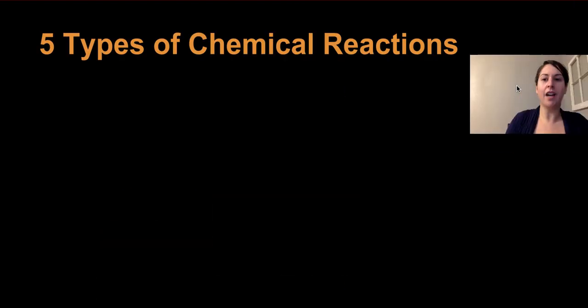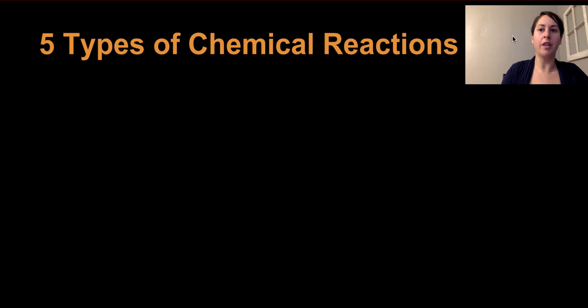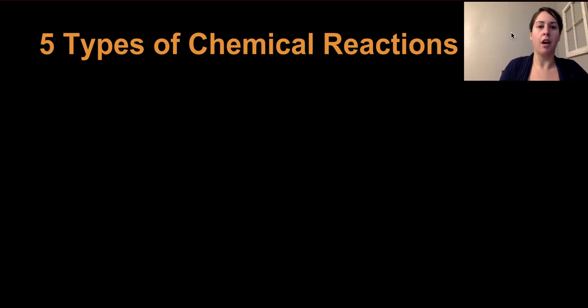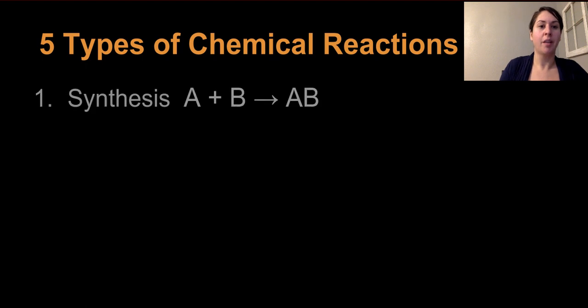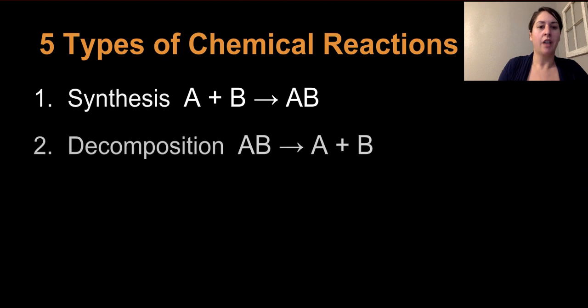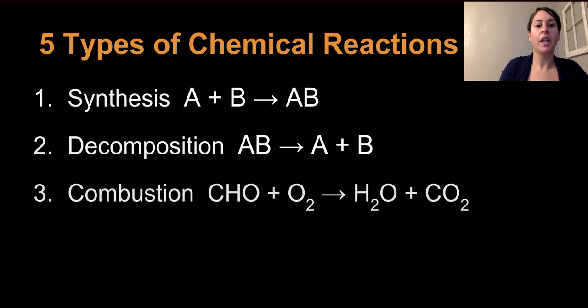So the 5 types of chemical reactions that we primarily work with, and just kind of the basics, so there's more to it than just this, but the first one is going to be synthesis, okay? And so synthesis or synthesizing means to put together, and so we see that we're putting 2 things together here. Decomposition is decomposing or breaking something apart, and so here we see that we're breaking this apart, and these are kind of generic symbols for these chemical reactions.